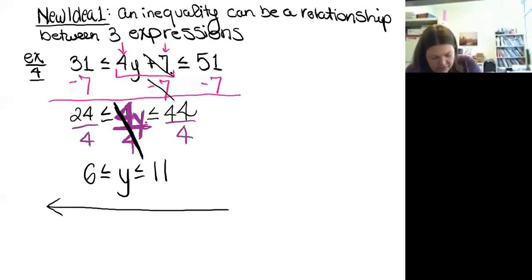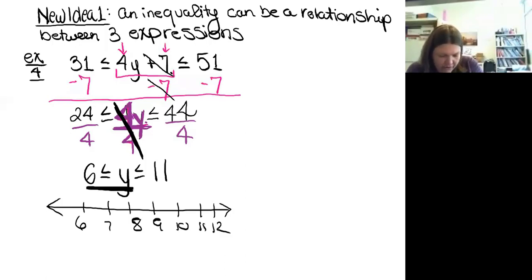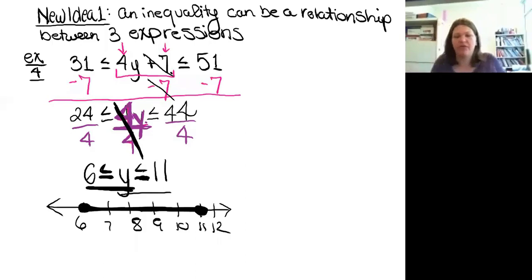So let's bust that out. 6, 7, 8, 9, 10, 11, 12. So I can see between 6 and Y, I have a less than or equal to sign. So on 6, I'm going to have a closed dot because I have the equal to part. And then between Y and 11, I have a less than or equal to sign. Again, it has the equal to, so I'm going to have a closed dot. And then see how Y is sandwiched between them? 6 is smaller than Y. Y is my dark line, but Y is less than or equal to 11. So Y could be anywhere from 6 to 11 or anything in between.